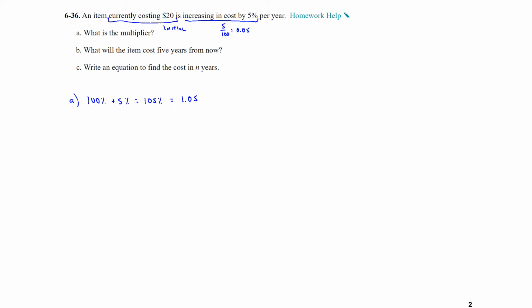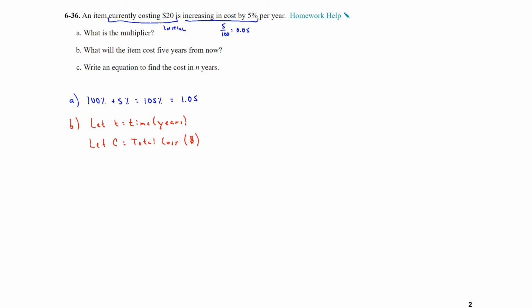Question B, what will the item cost 5 years from now? So technically we could actually do C first and write the equation, but let's go in the order it is. We have a couple of things that we need to indicate. What is our independent variable and what is our dependent? Well, the time is our independent, so I'm going to say let T equal the time, and the time for this is in years. Then our other variable we can indicate as the total cost. So we'll let C equal the total cost of the item, and the total cost is going to be in dollars.